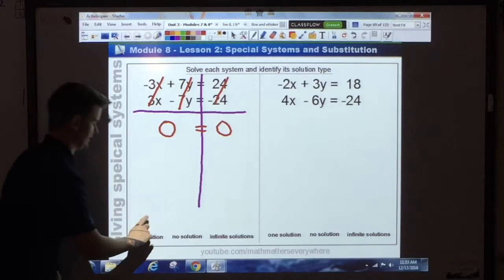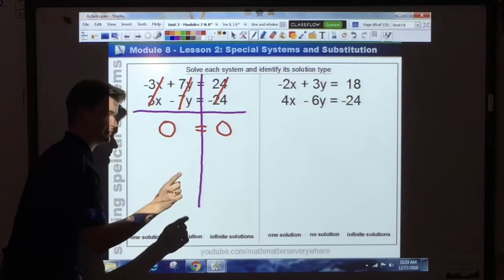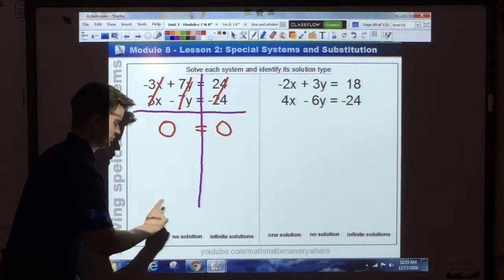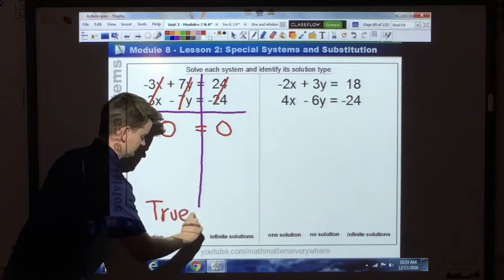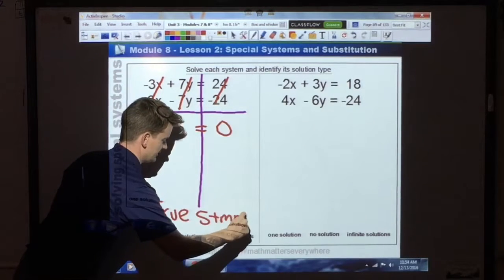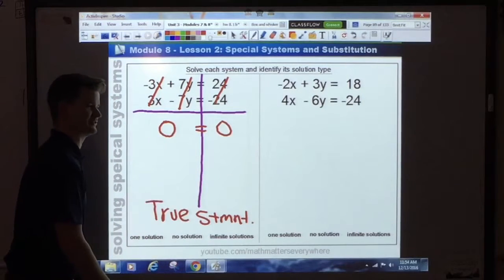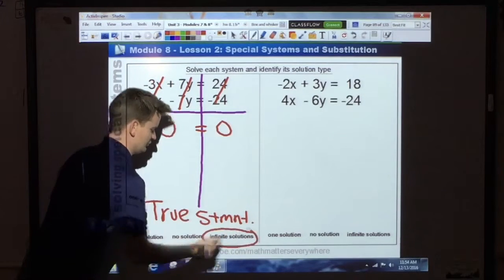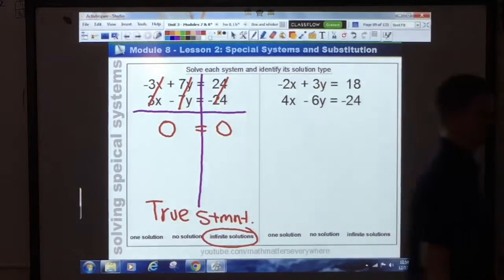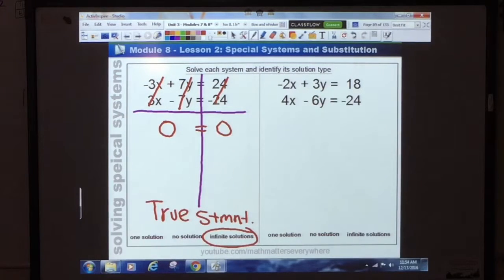Ms. Prats, what type of statement is that? Well, yes, but what type of statement? Oh, true. It's a true statement. I'll shorten statement to ST and NT. It's a true statement, and that means it has what type of solution? Infinite solutions. Okay, so that one was still pretty straightforward, still pretty easy.